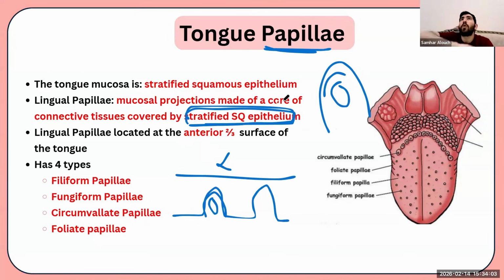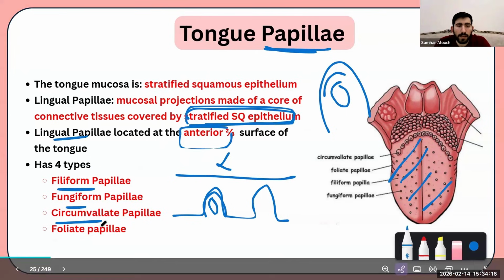These projections are not on all of the tongue. It's in the anterior two-third only, okay? So the tongue papillae or lingual papillae are on the anterior two-third of the tongue. And we have 4 types: filiform, fungiform, circumvallate, and foliate papillae, okay?